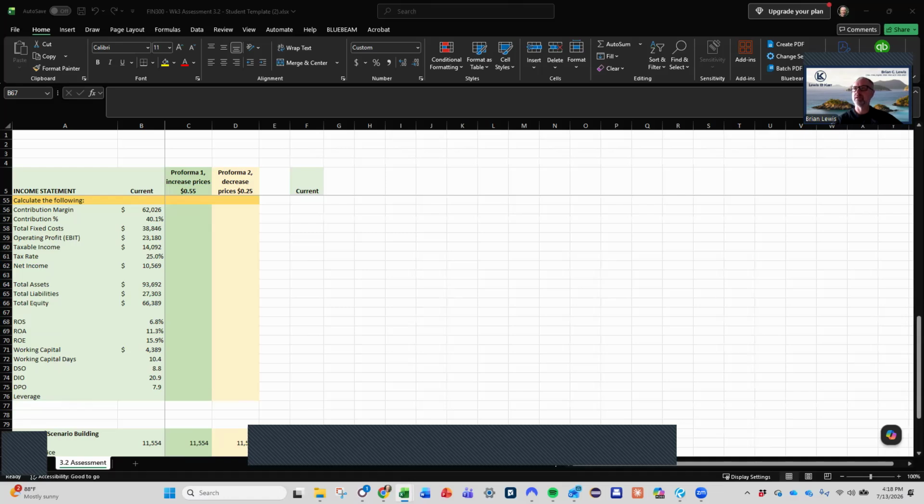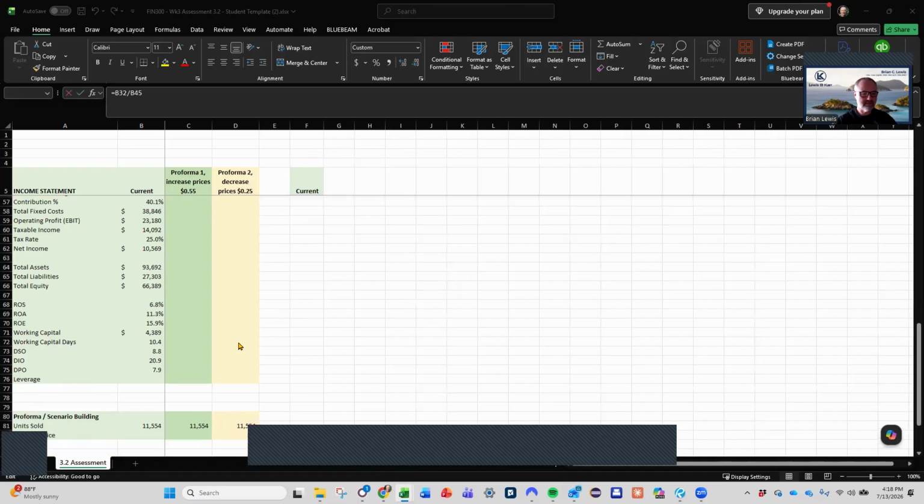Yep, there we go. Now leverage is going to be your equity, your assets divided by equity.